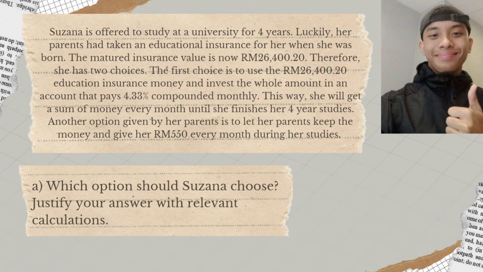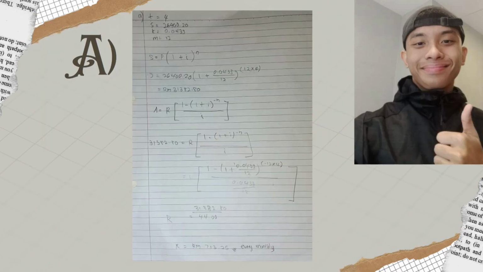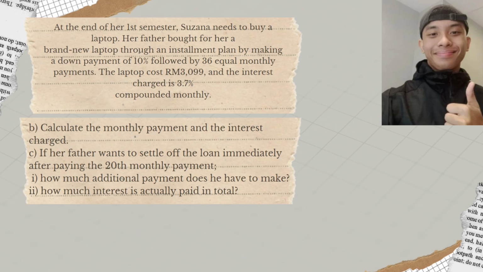For the first question, I would use S equal R bracket 1 plus I bracket N minus 1 divide I. The R moves to the left side and S moves up. So next, R equal bracket 2006,400.20 divide bracket 1 plus 0.0433 divide 12 bracket of bracket 12 times 4 bracket minus 1 divide 0.0433 divide 12. So the answer is R equal RM 504.74 for every month.